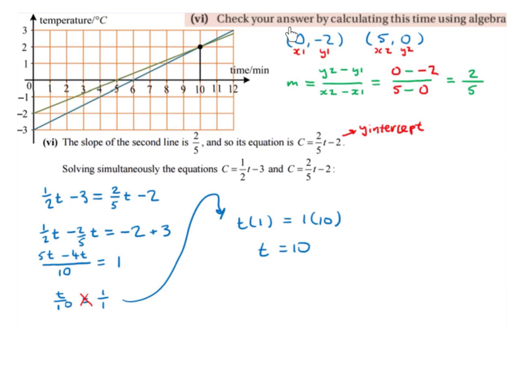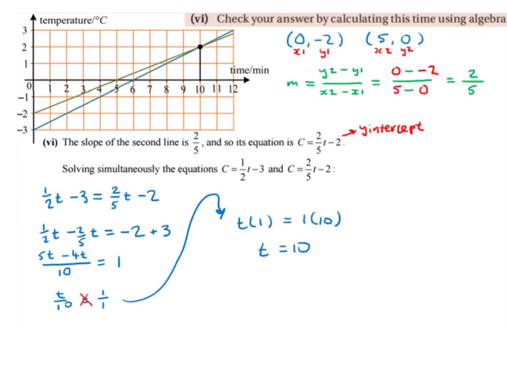Part 5. Check your answer by calculating this time using algebra. So again, we got our time to be 10 minutes when the temperatures are the same. So we want to verify using algebra that this is correct. We want to basically solve the equations simultaneously and get an answer of 10.